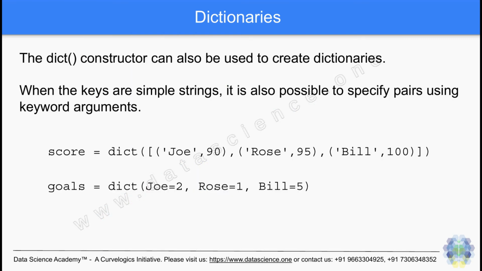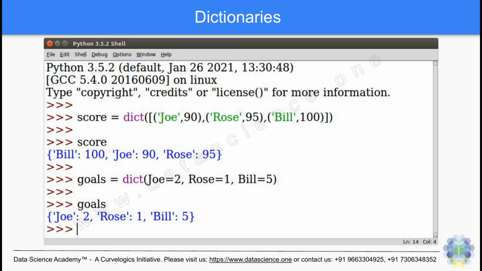The dict constructor can also be used to create dictionaries. When the keys are simple strings, it is also possible to specify pairs using keyword arguments. We have constructed a dictionary called score using the dict constructor. When the keys are strings, we have used a simpler syntax to create the next dictionary called goals.